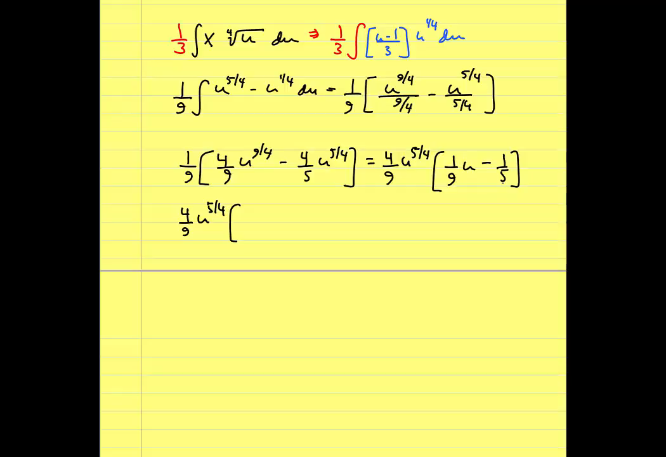So my common denominator here would be 45. So I'd multiply top and bottom by 5, so I'd have 5u minus, multiply top and bottom by 9, all over 45. So I have 4/9. I'm going to pull that 45 out too. So I have 4 over 9 times 45, u to the 5/4 times 5u minus 9.